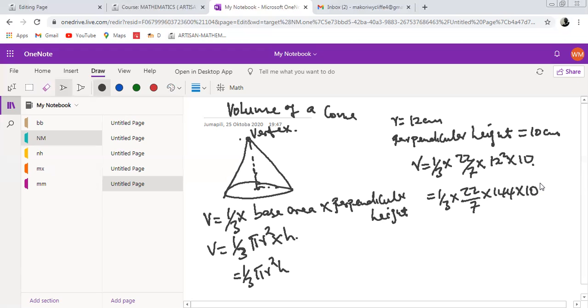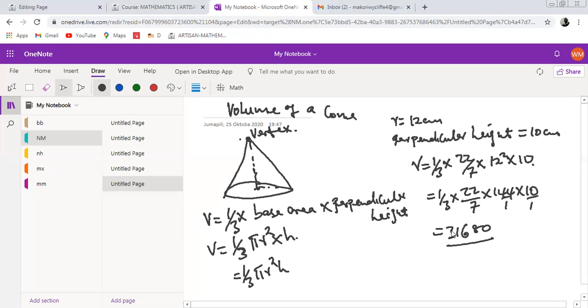So you can multiply all the numerators. Remember the numerators here are 1, 22, 144, and 10. So if you do that, what are you going to get? If you multiply 22 times 144 times 10, 22 times 144, it gives us 1360, that is 1680, sorry, over the denominators here.